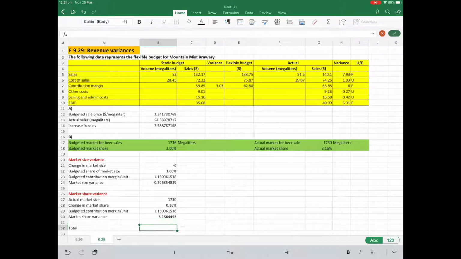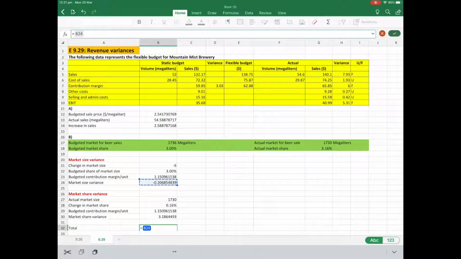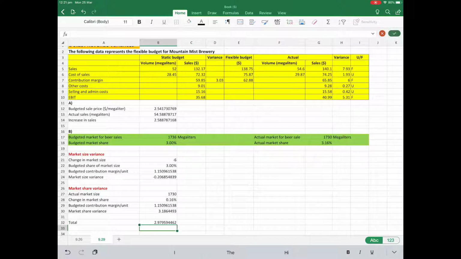3.18. So you see that given the actual market size and our change in the market share and the budget, we have made a positive $3.18 million because we have increased our share of the market. All right, so if you take the total of this and this, that accounts for a 2.97 million change in the contribution margin.